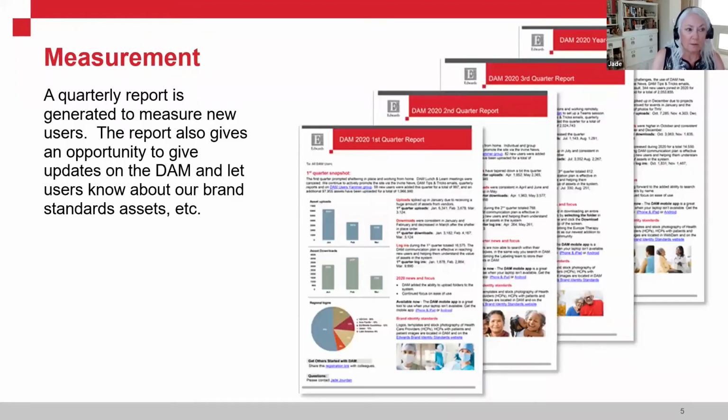So part of our measurement, and also how I use it to get new users, is a quarterly report that's generated to measure new users. The report also gives an opportunity to give updates on the DAM and let users know about our brand standards, assets, etc. Down here I have a little link that people can use to send out to other people so that they can sign up for the DAM. And usually after these go out, I get quite a few new users.